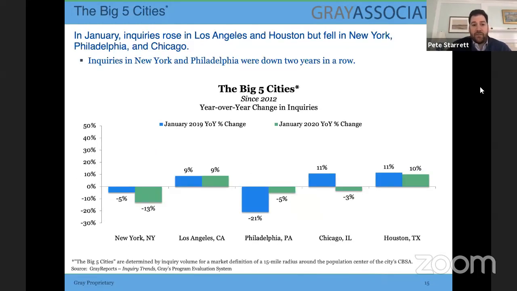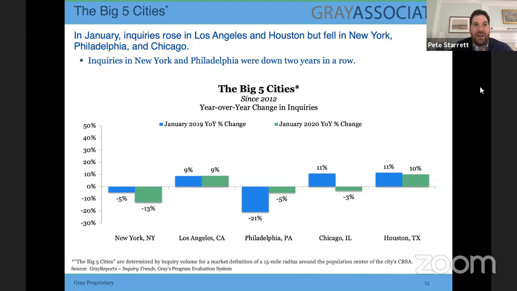And then finally, in this section we've got our big 5 cities that we also track. While inquiries overall are up, not so much in our largest cities, when we look at the inquiry data for those. So New York, once again one of the largest markets, but declined in January 2019 compared to 2018, and now saw another decline in January of 2020 compared to 2019. So 2 consecutive years of declines in inquiries to start the years.